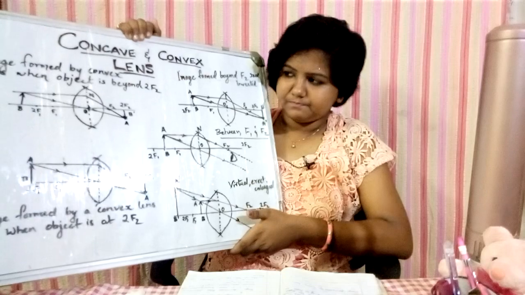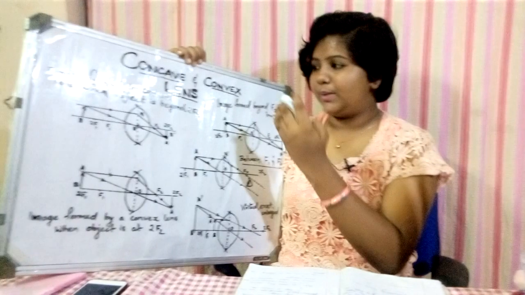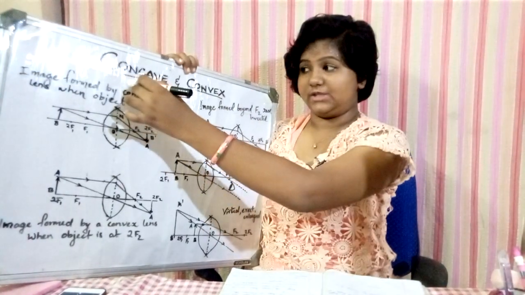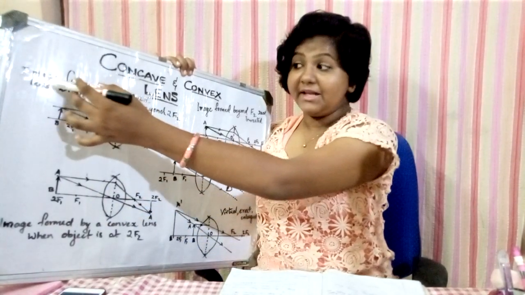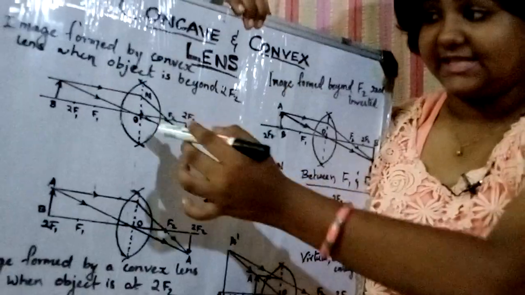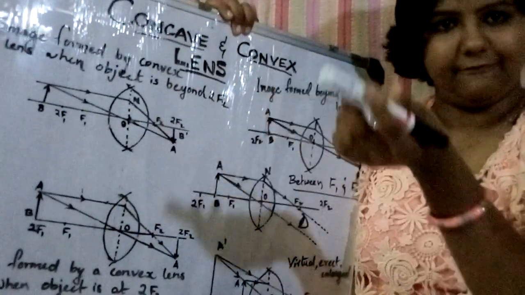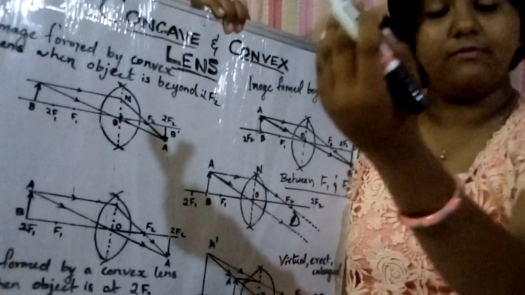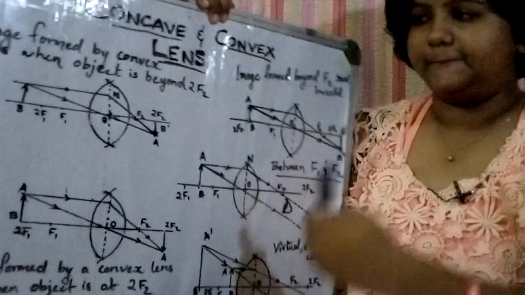Now, we'll learn about the formation of images. So, now we have concave and convex lenses, and we'll learn about them. First, this is a concave lens. We learn about the image formed by a convex lens when the object is beyond 2F2. F2 is the focus on the second side, and F1 is the focus on the first side.